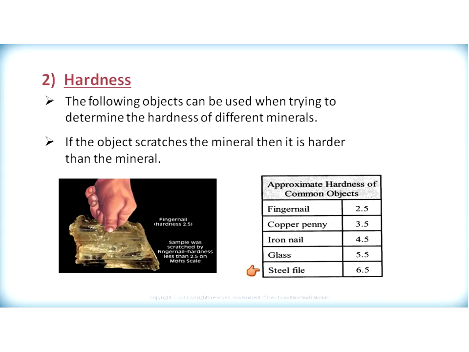If one of these objects scratches the mineral sample, then it is harder than the mineral sample. For example, if we look in the diagram, we notice that a person's fingernail is used to scratch the mineral sample. Therefore, the mineral sample must be softer than the hardness of the fingernail. And the hardness of your fingernail has the value of 2.5. Therefore, the sample must be less than 2.5 because it can be scratched by the fingernail.